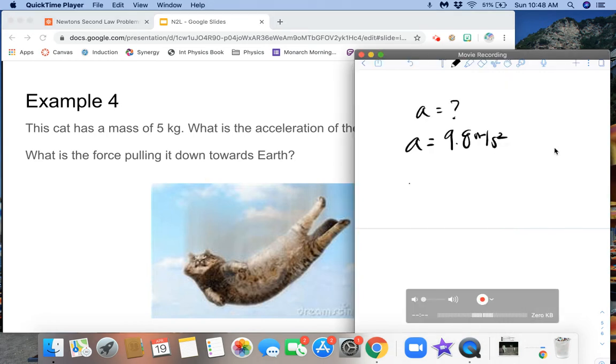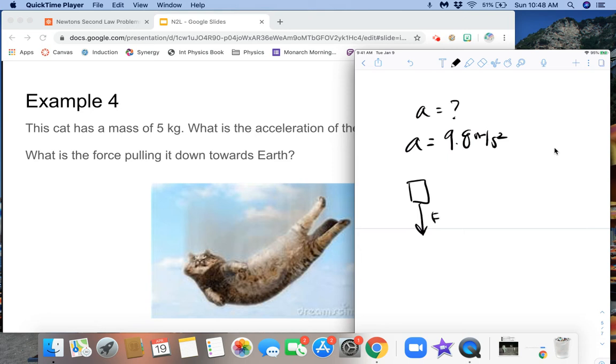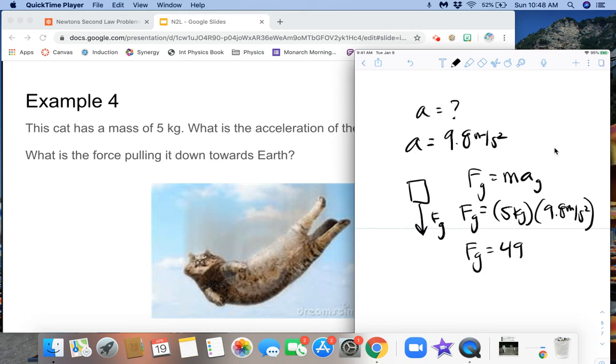Now, what is the force pulling that cat down towards the earth? If I drew a free body diagram of that cat and say there's no air resistance, it would just look like this, right? The force of gravity is what's pulling that cat down towards the earth. So remember, force of gravity is just going to be mass times acceleration of gravity. So if I want to know the force of gravity, all I have to do is plug in the mass of the cat, which is 5 kilograms, times the acceleration of gravity, 9.8 meters per second squared. And then I get 5 times 9.8, 49 newtons.